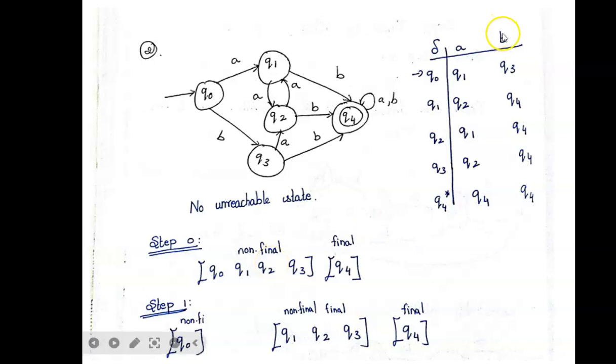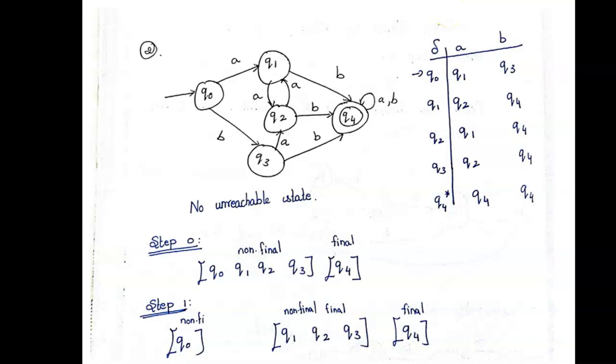So no issues. For input B, see here for Q0 it is coming Q3. For the other three, Q1, Q2 and Q3, for input B it is coming Q4. So that means Q3 and Q4, we can see here Q3 is from the first partition and Q4 is from the second partition. That means I cannot keep them together. So Q0 is going to be put in another group.